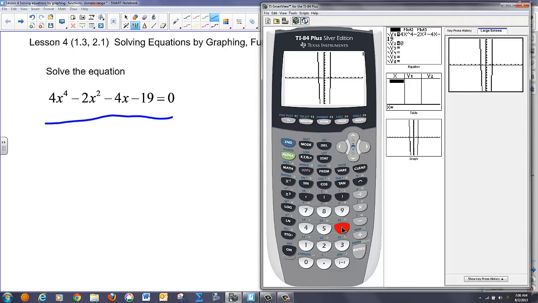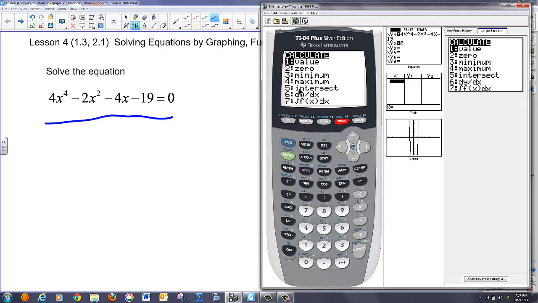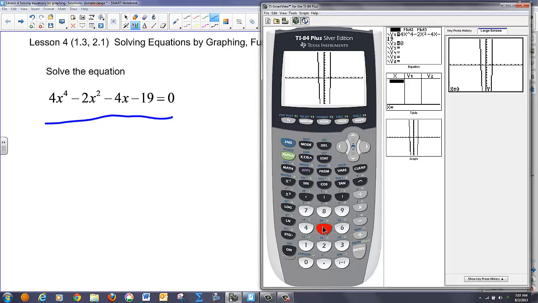And here's what I see. It looks like I have two intersection points. Notice you won't be able to see y equals 0 because that's just that horizontal line. I want to find this intersection here and this intersection here. So to go about doing that, we'll repeat the steps we did for our intercepts in our last lesson. I go second, calculate. I want to find the intersection, so I'm going to hit 5.